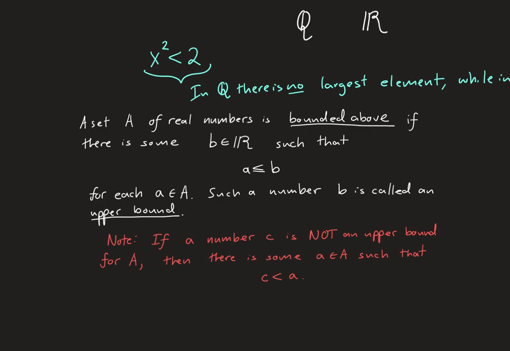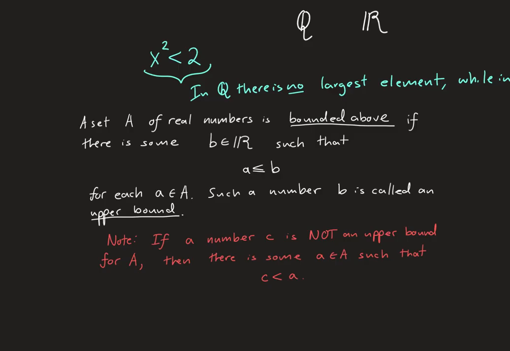What that would mean is, if C is not an upper bound for the set A, that means there is some element of A that is bigger than C, right? Because that would mean that C is not an upper bound. After all, look, this element of A is bigger than C, which means it's certainly not the case that each element of A is less than or equal to C. That's the contrapositive, if you will.